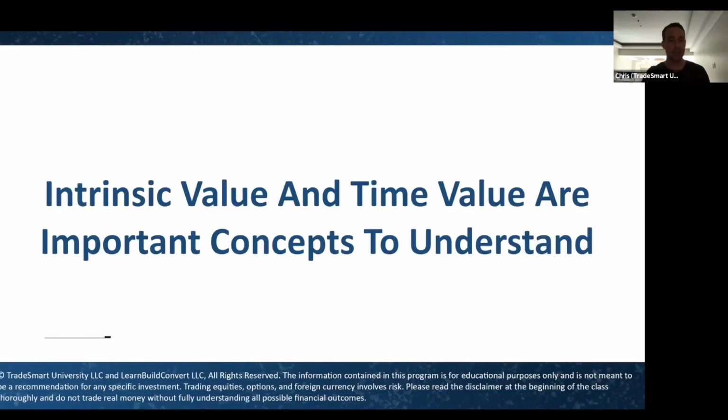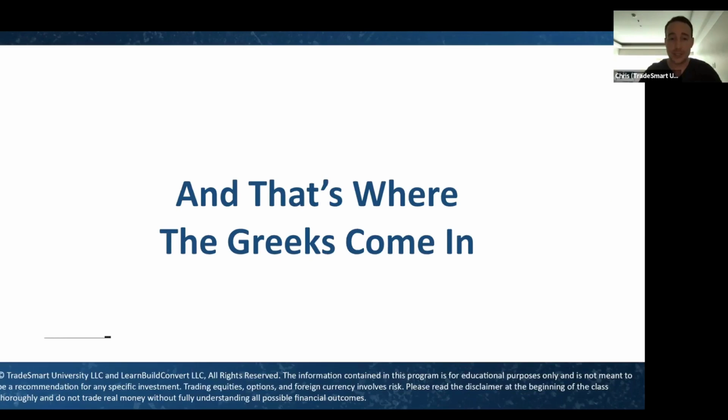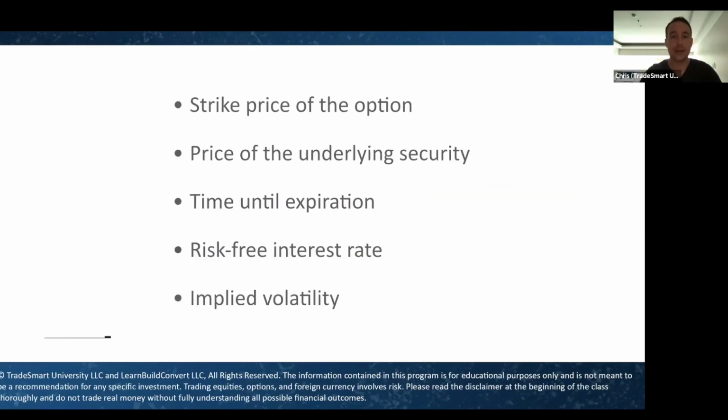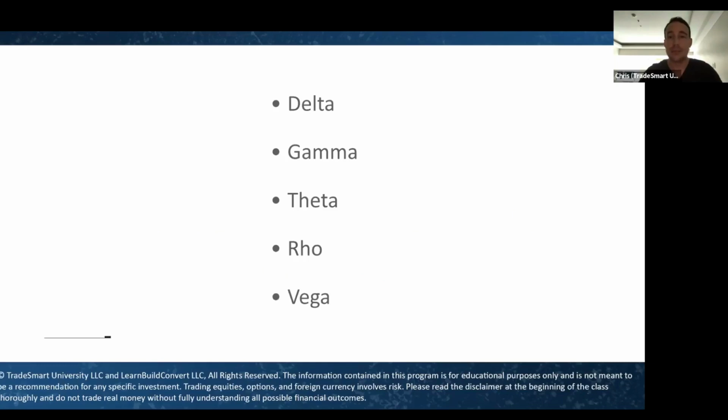Let's dive a little bit deeper. So intrinsic value and time value are important concepts to understand, but we can go another level deeper and expand on them even further. And that's essentially where the Greeks come in. So remember the 5 variables of option pricing from before. We had the strike price of the option, the price of the underlying security, the time until expiration, the risk-free interest rate, and implied volatility. Now, there are Greeks associated with these variables that tell us how they will change. These Greeks, in order, are delta, gamma, theta, rho, and vega.